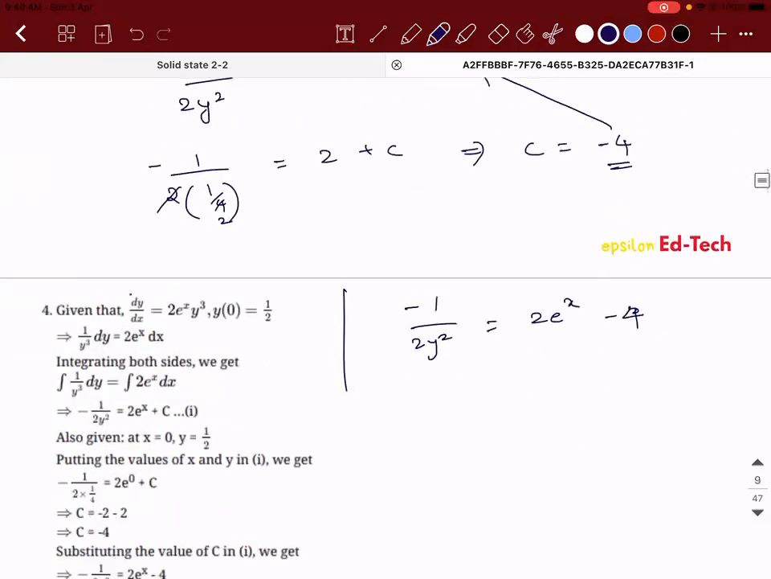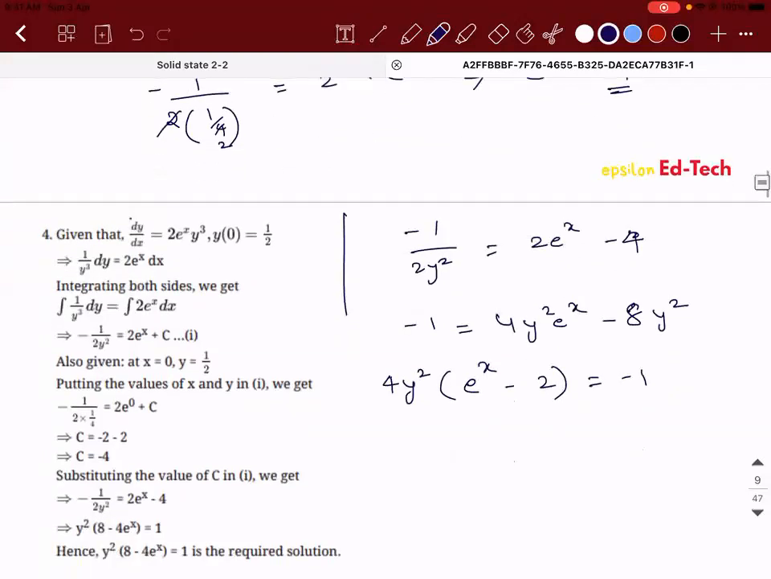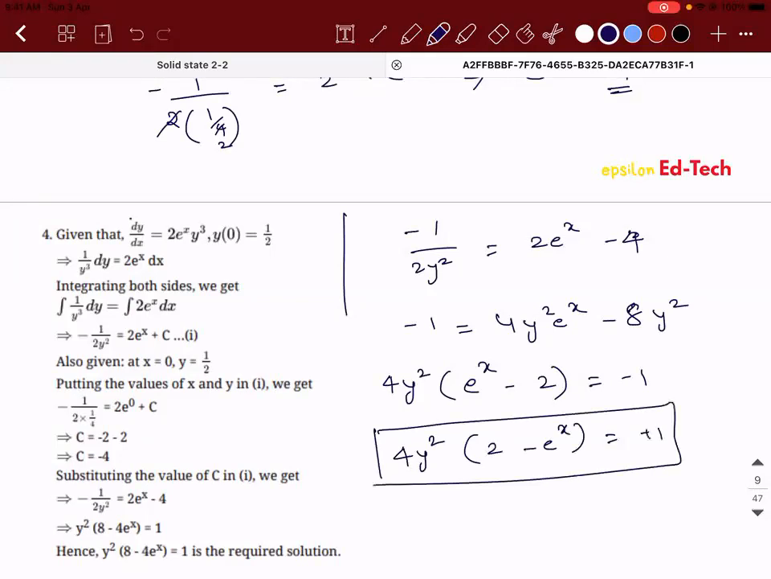So take 2y square to the other side. Minus 1 is equal to 4y square e power x minus 8y square. So if I take 4y square outside, then I'll get e power x minus 2 is equal to minus 1. So 4y square into 2 minus e power x is equal to plus 1. This will be the required solution.